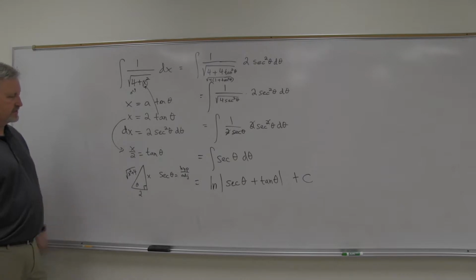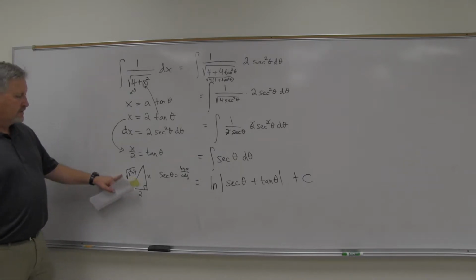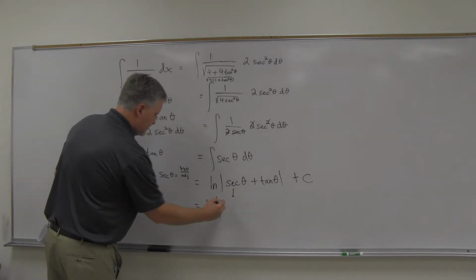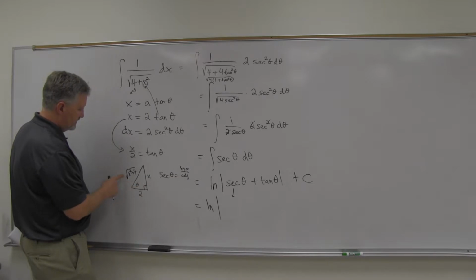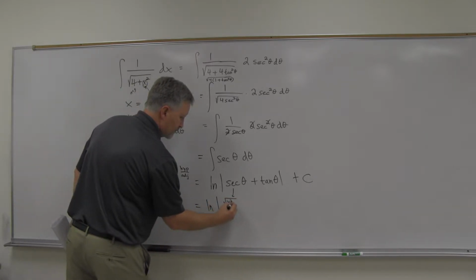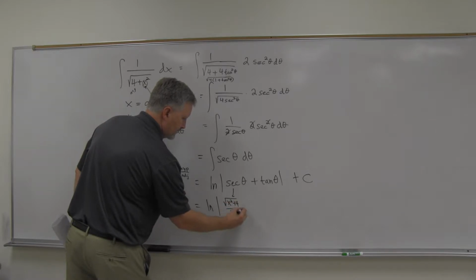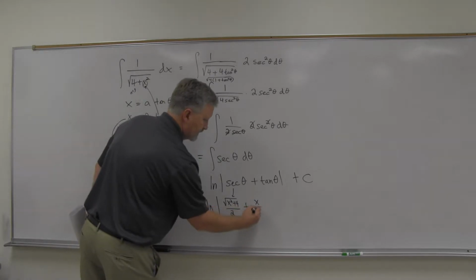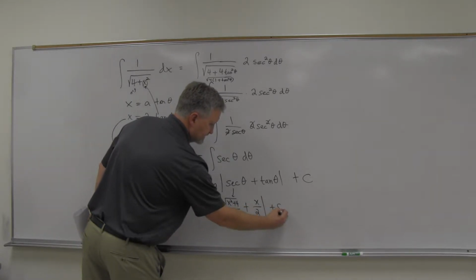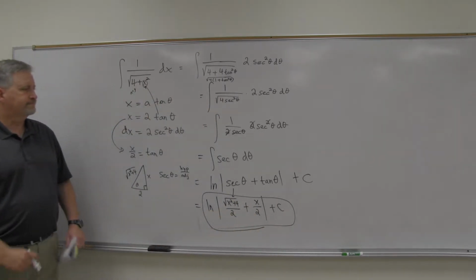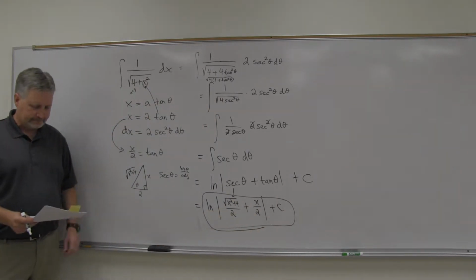Using our c squared equals a squared plus b squared. Let's put them down. So secant of theta is hypotenuse over adjacent, so it'll be the square root of x squared plus 4 over 2, plus tangent of theta, which is x over 2. Now we're good.